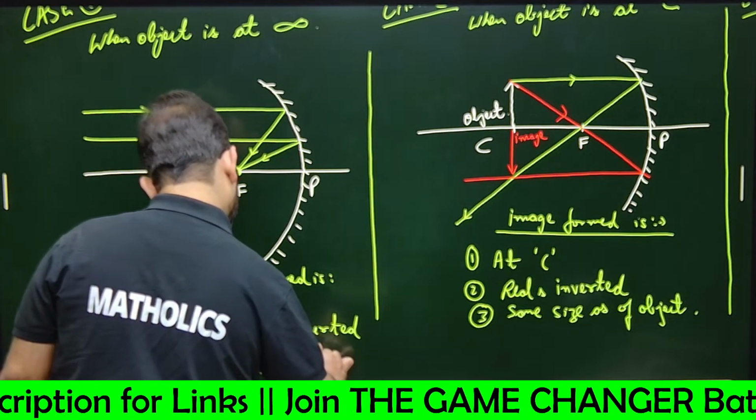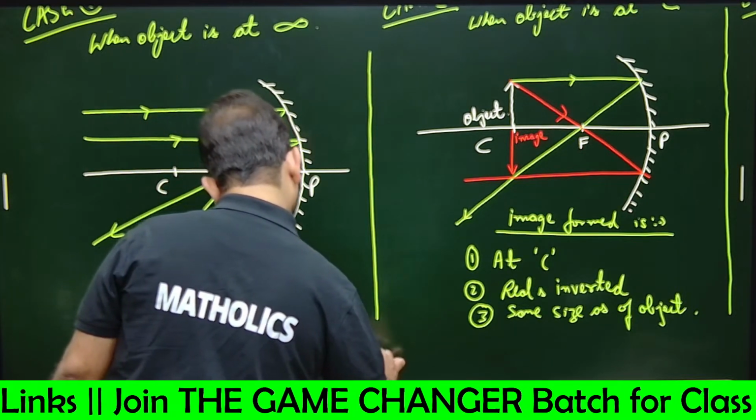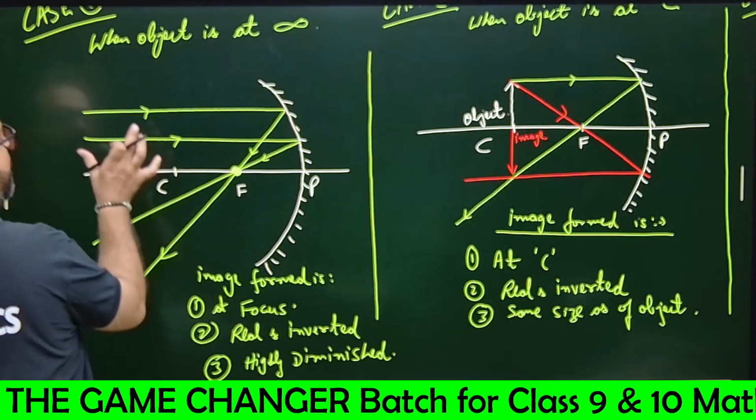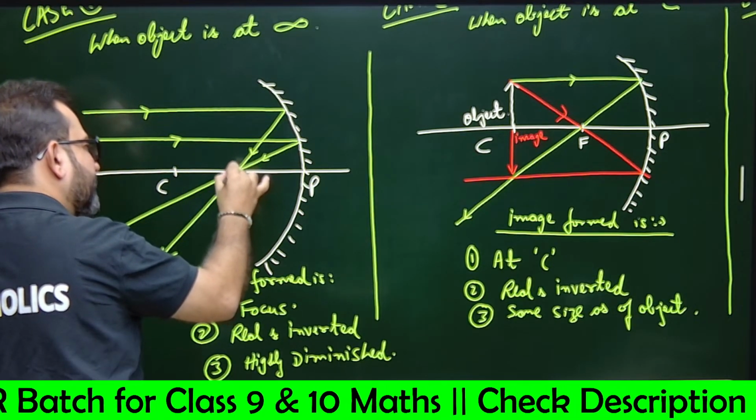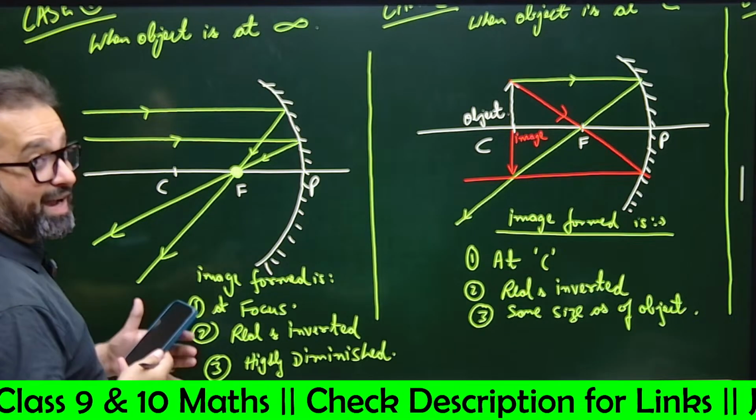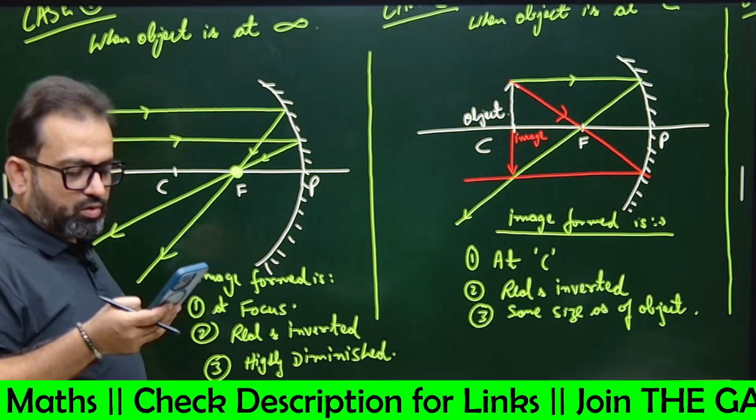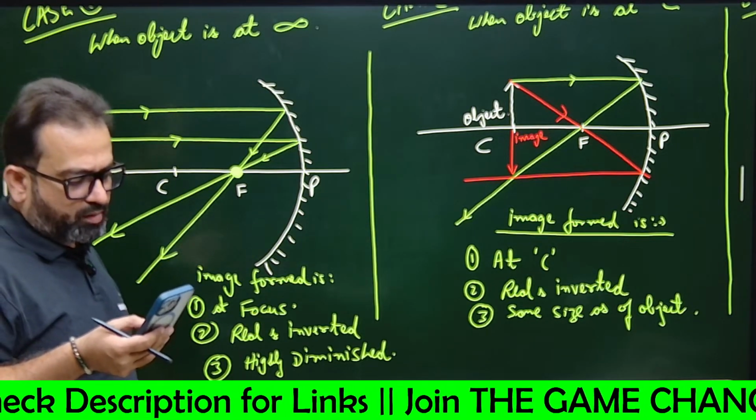Highly diminished means very much smaller than the object. See, the object is of large size, and the image is forming as a point image. So a point image will always be highly diminished, very, very small. Okay, copy this fourth one.